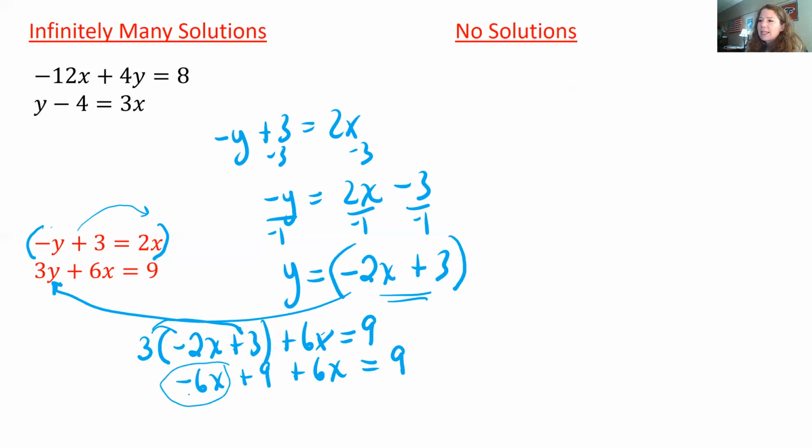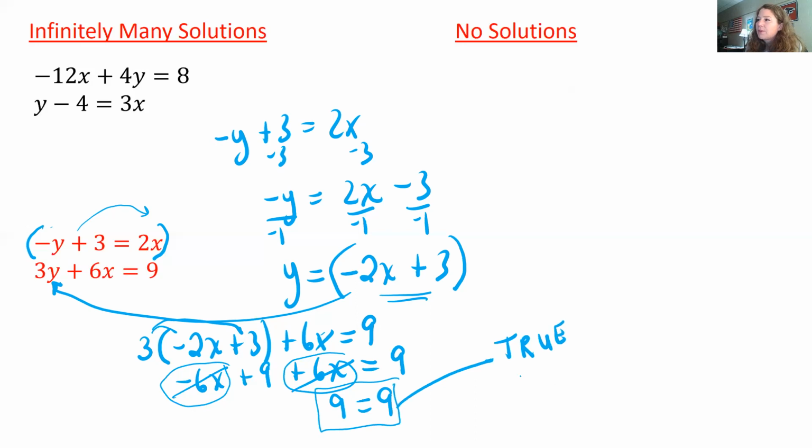I've messed up my labeling. I guess I just need to take my labeling off. Those cancel each other and we end up with 9 equals 9. Well, is that true? Yes, that is true. So if you end up with a true statement and no variables, the variables canceled each other, right? If you end up with a true statement, no variables, that means there's an infinite number of solutions, infinitely many solutions. Okay, infinitely many solutions on that one.